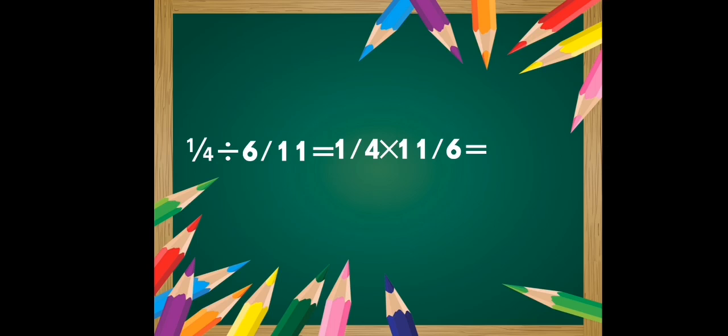Then now let's proceed to multiplication. In multiplying, you're going to multiply numerator to numerator, denominator to denominator. So let's have the first one. 1 times 11 is equal to 11. 4 times 6 is equal to 24. So 11 over 24, do they have a common factor? None. So it is in simplest form. So always make your answer into simplest form.